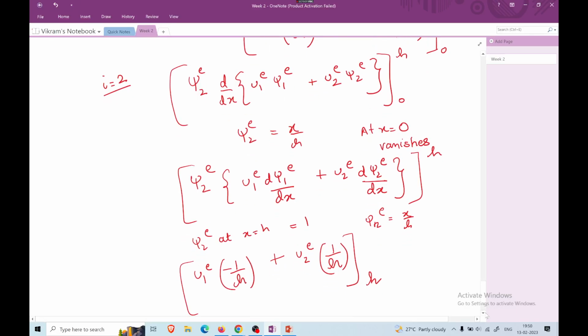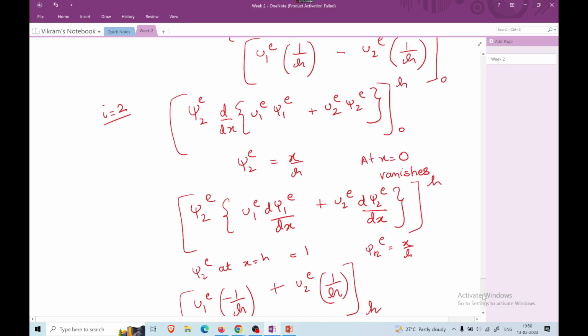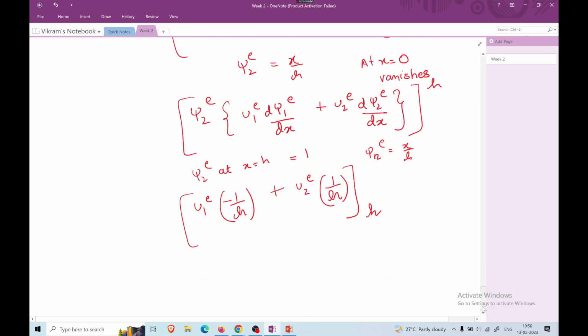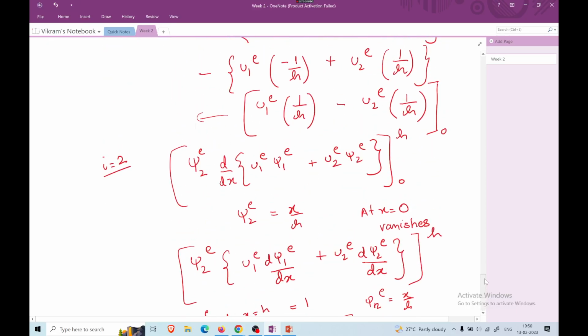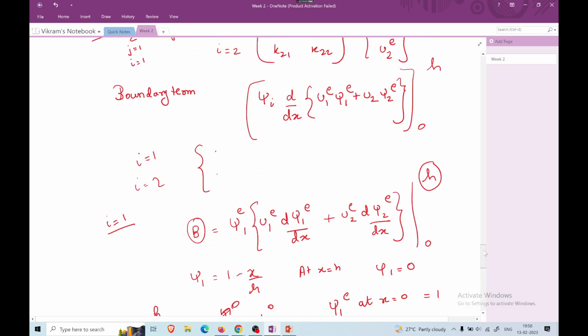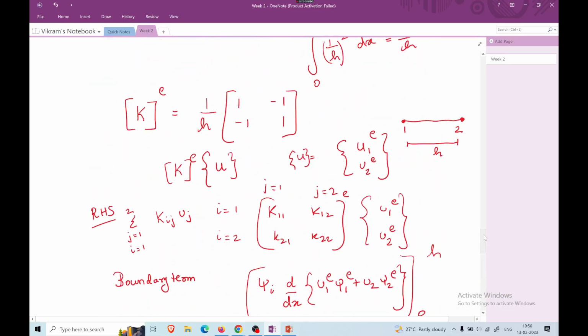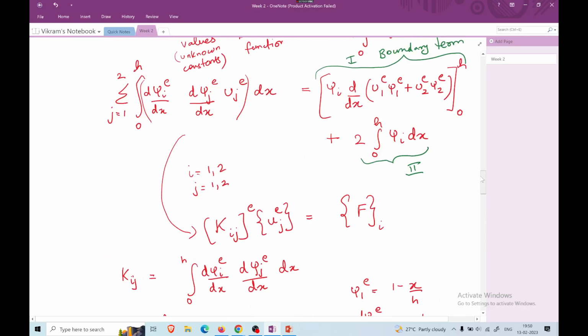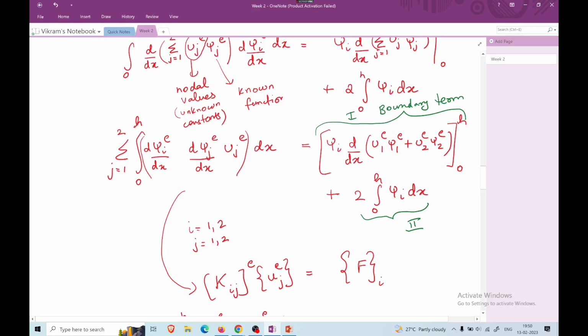Any doubt till here? So here this is for i equal to 1, this is for i equal to 2, only the boundary terms. Any doubt till here? No, sir. Okay. So we have the boundary term. Next is the second term, 2 times integral psi i dx.